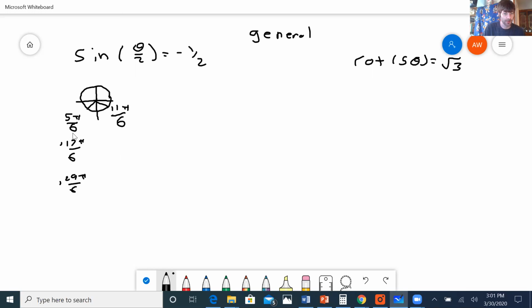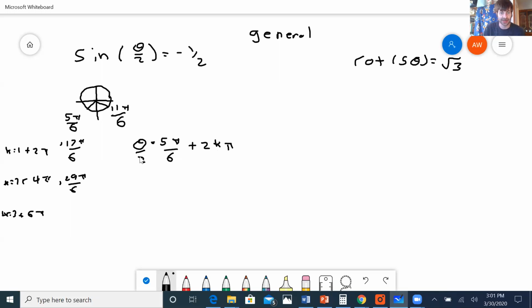So you could keep doing this infinitely, right? So this is like plus 2 pi, plus 4 pi. You could do again for 6 pi, and so on. So instead of doing it infinitely, I just say theta over 2 equals 5 pi over 6 plus 2k pi. This would be all of them, right? This would be k equals 1. This one's k equals 2, k equals 3, and so on.